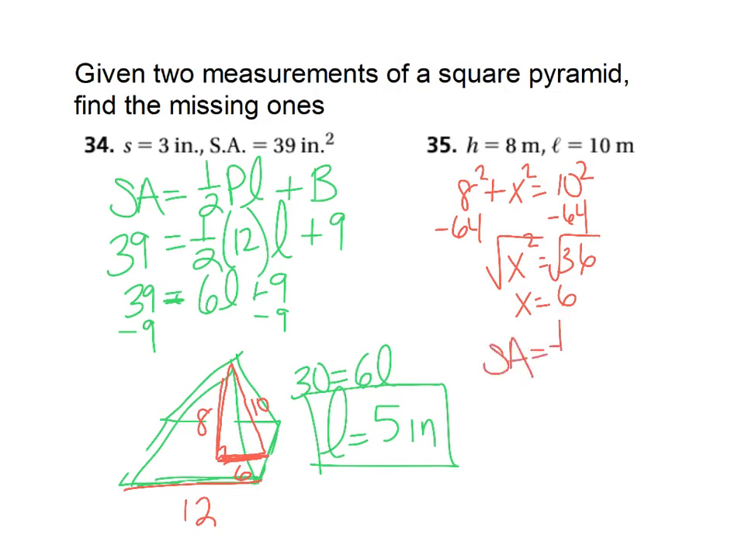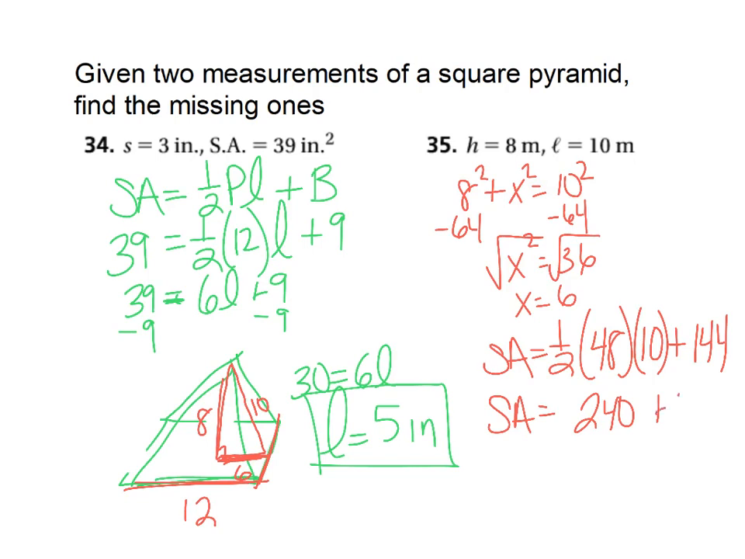Surface area equals 1/2 the perimeter. Each side is 12, so I've got 4 sides. 12 times 4 is 48. The L, the slant height, that's 10. Plus the area of the base. That's base times height, or length times width. 12 times 12, 144. So then I'm left with half of 48 is 24 times 10 is 240. Let's add those up, and you get 384 for your surface area, meters squared.